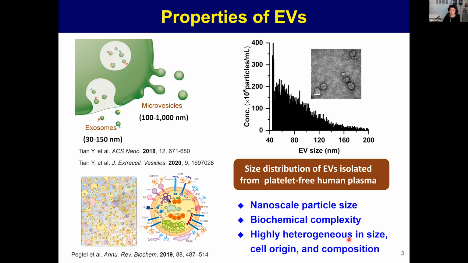Okay, good. So with most of the EVs smaller than 200 nanometer in size, even though it is small, it has a very large chemical complexity about the cargo molecules, and the EVs are also highly heterogeneous in size, cell origin, and the chemical compositions.